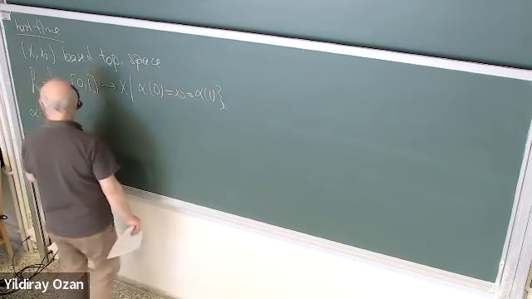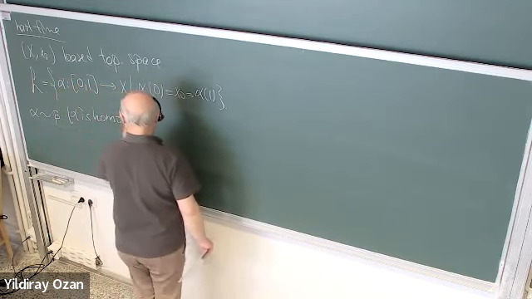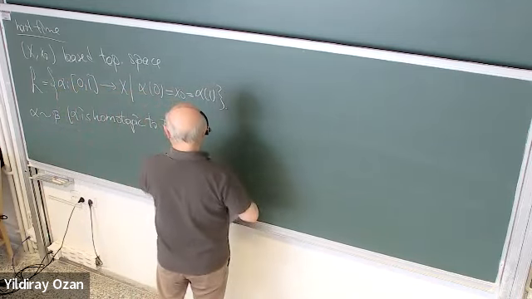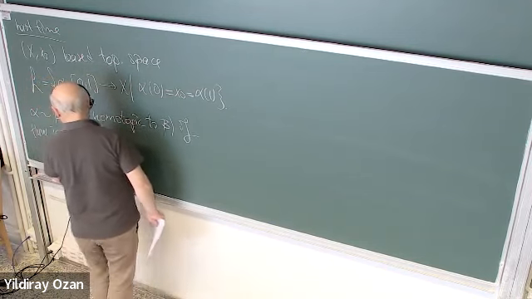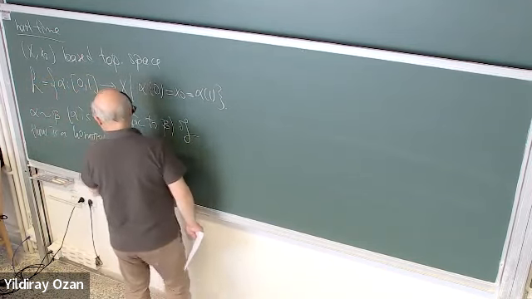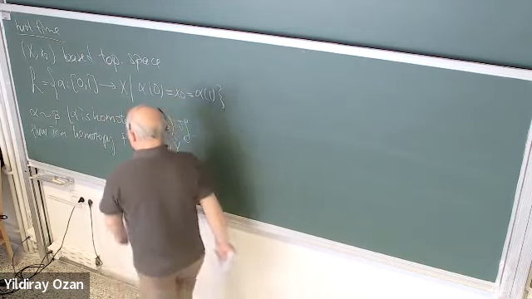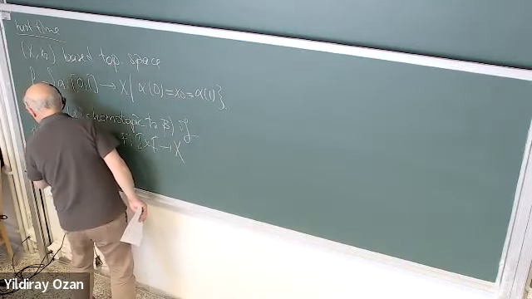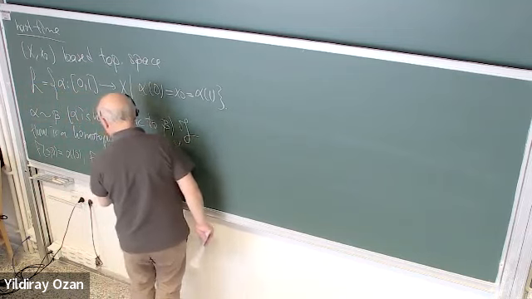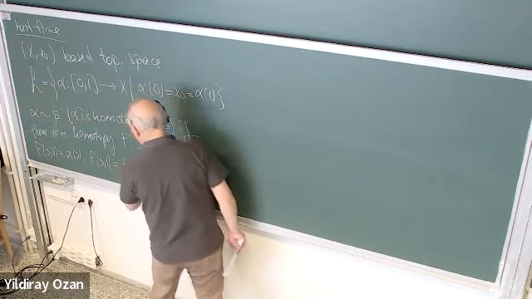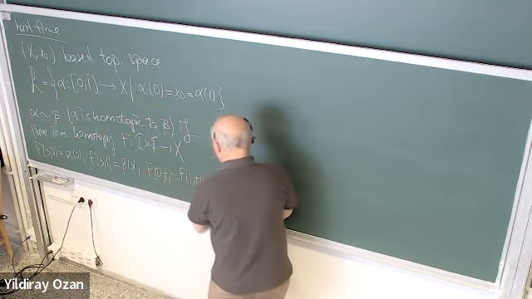Alpha is homotopic to beta if there is a homotopy, meaning a continuous map f from I cross I into X satisfying f of (s, 0) is alpha of s, f of (s, 1) is beta of s, and f of (0, t) and f of (1, t) is just x0.